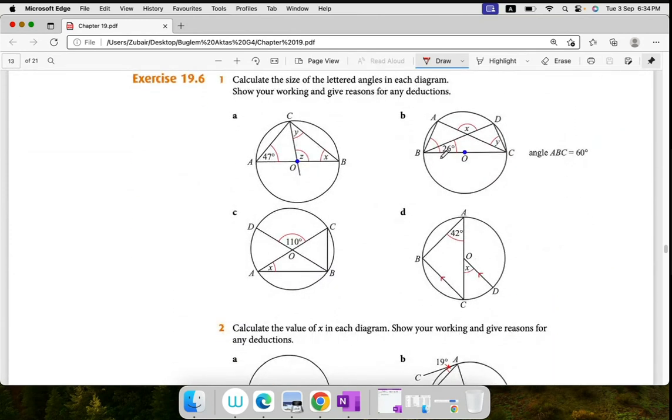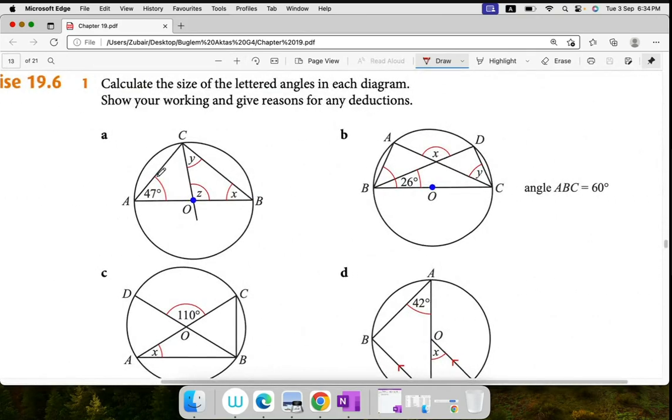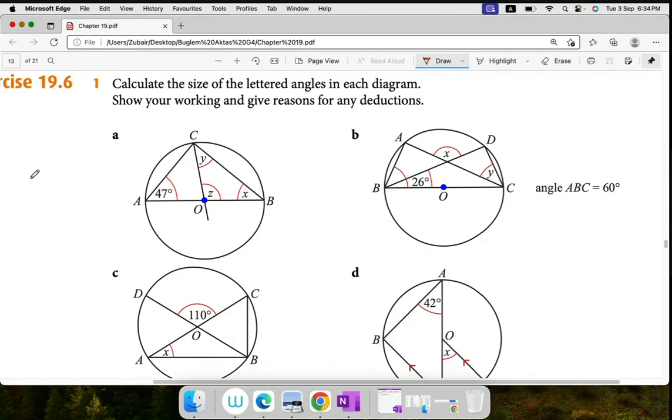Calculate the size of the lettered angles in each diagram. Question 1A. For 1A, I'm getting these answers.